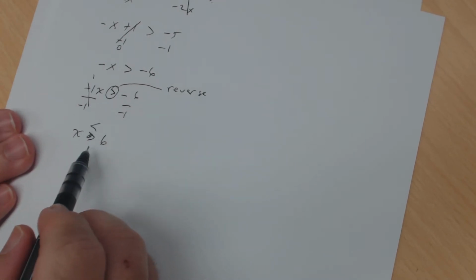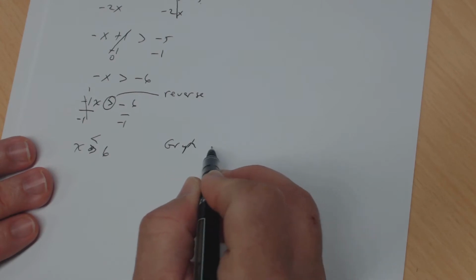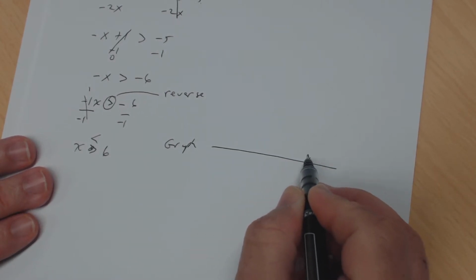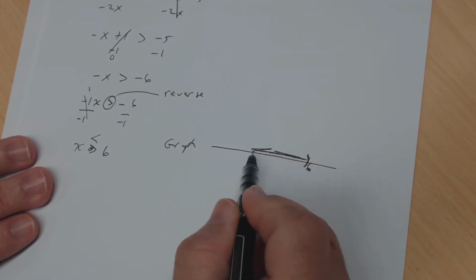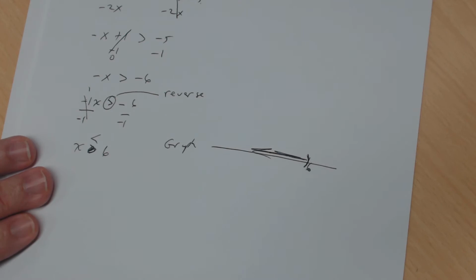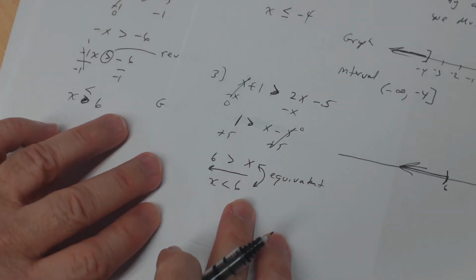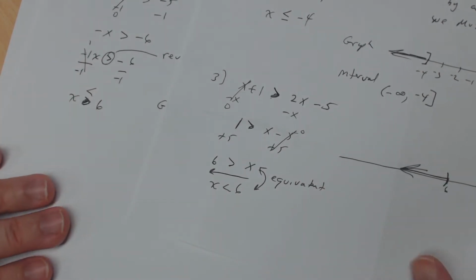I'm sorry, x is less than 6, sorry. So I got to reverse this. So greater than, less than. So x is less than 6. All right, so the graph, then here's 6, here's parentheses and 6 going to the left. So that's less than. So notice you get the same answer. You get the same answer regardless of whether you bring them to the right or the left. You just have to be careful in both approaches.